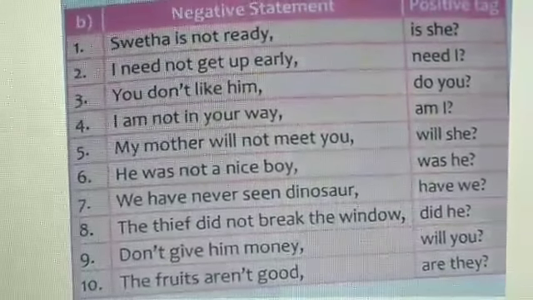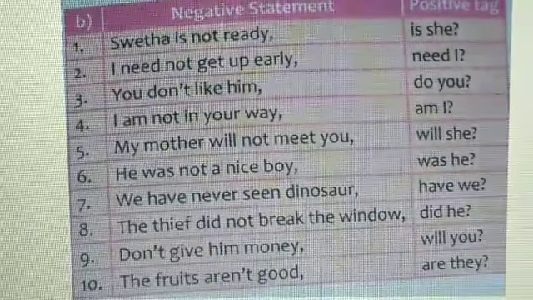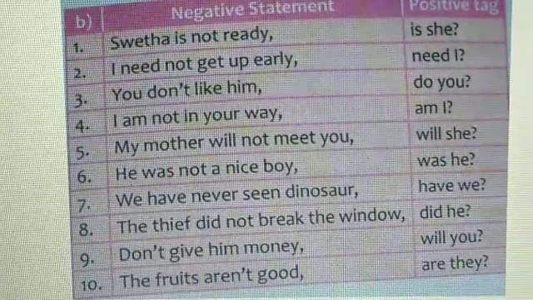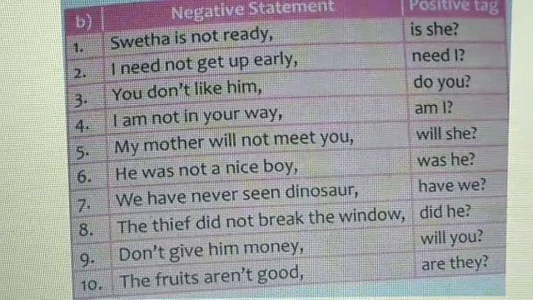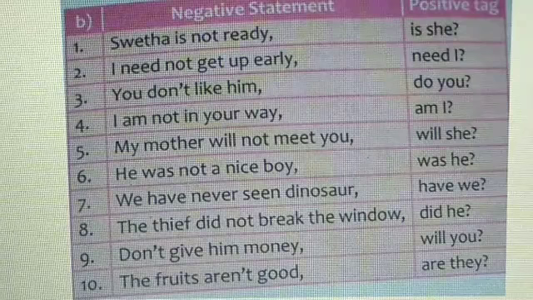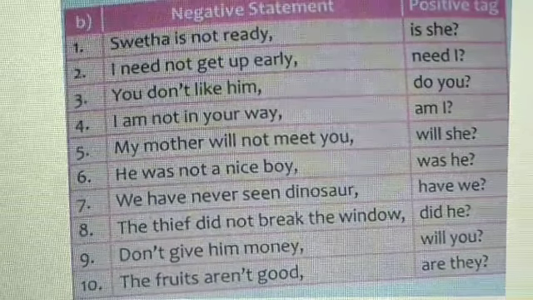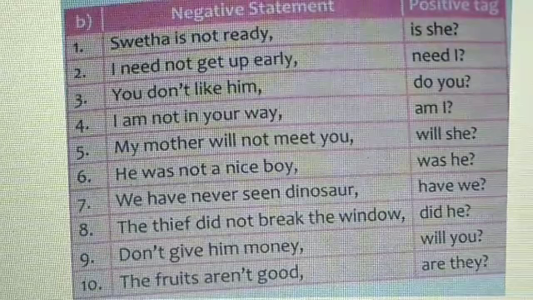You must note the point: am will turn to aren't only in the question tag, or ain't, but not amn't. Am n apostrophe t will not come. Coming to the next one, that is negative statements. What is the tag? Positive tag.